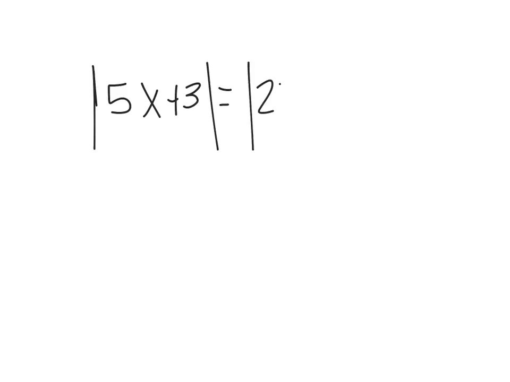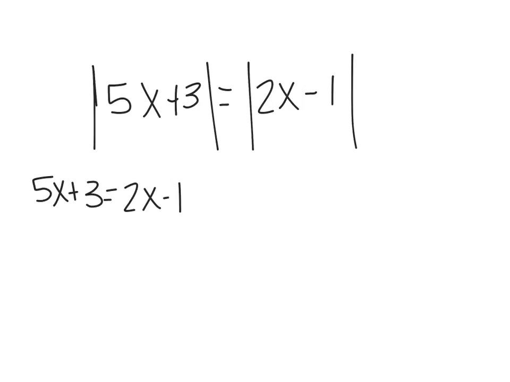and you can start writing now. Our problem was the absolute value of 5x plus 3 equals the absolute value of 2x minus 1. And so we are going to do 2 problems here. Our first problem is simple: 5x plus 3 equals 2x minus 1. And that makes sense, because if we have 2 absolute values that are equal, then what's inside of those absolute value symbols should be equal to each other.